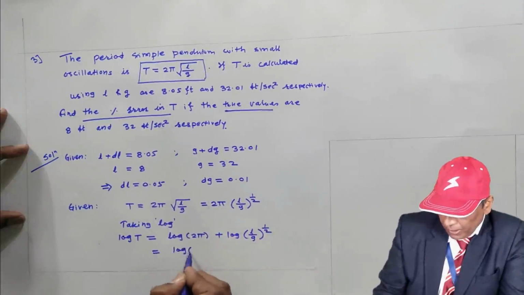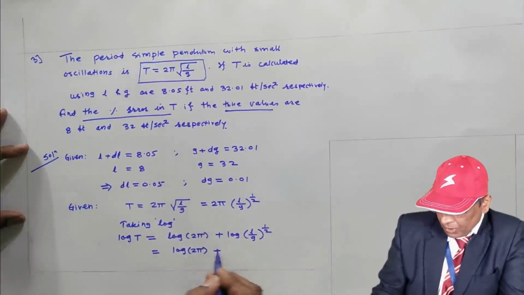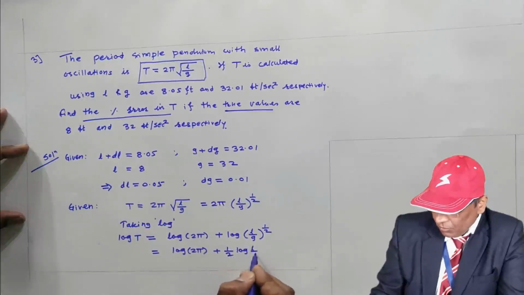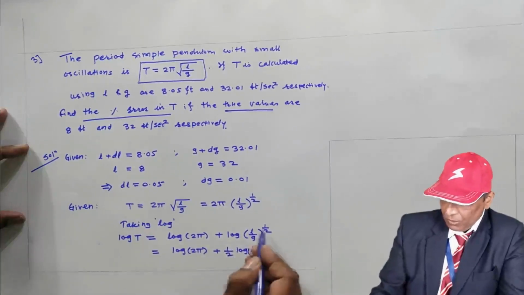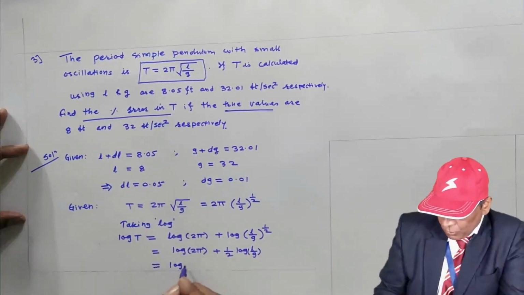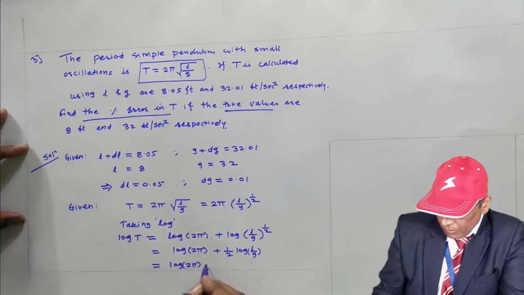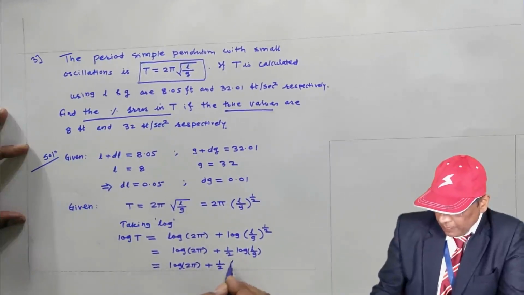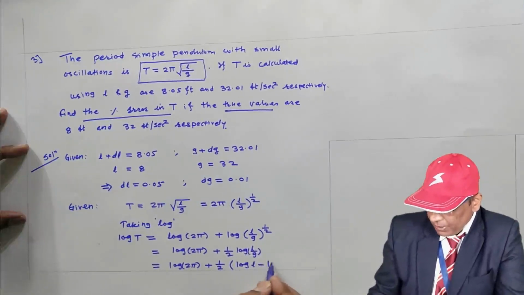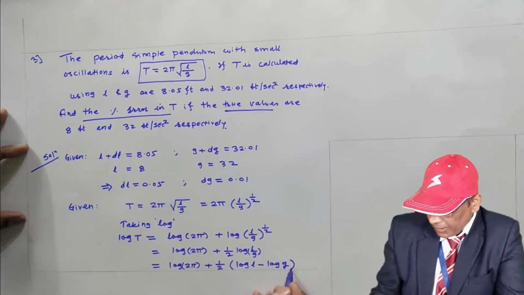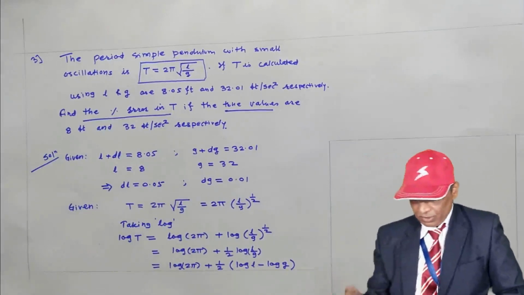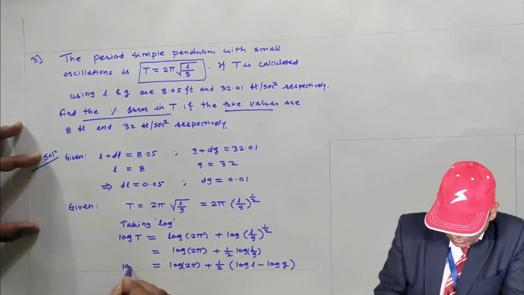Now, log of 2 pi as it is. By the law of logarithm, this 1 by 2 can be brought here. Log of L by G, 1 by 2 I brought here. Left hand side is as it is. Log of 2 pi plus 1 by 2. Log of A by B is log of A minus log of B by the law of logarithm. Log of L by G is log of L minus log of G. Left hand side is log T, it is very clear.